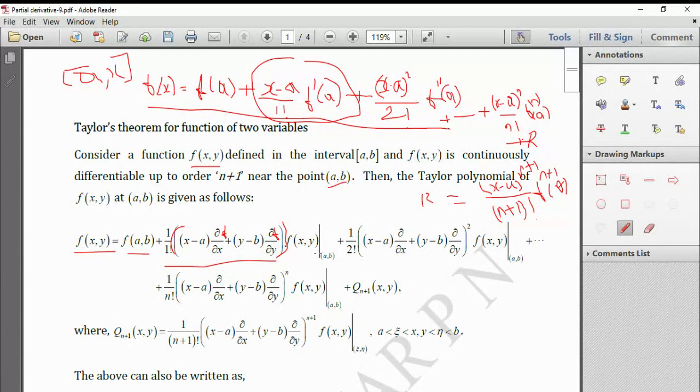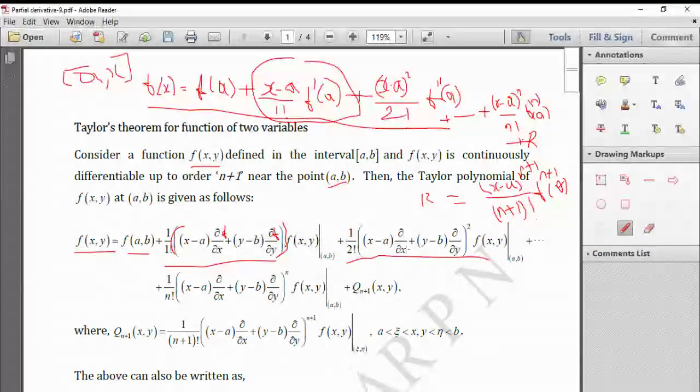Then plus we need the second derivative. This is given by 1 by 2 factorial, x minus a into dou by dou x plus y minus b into dou by dou y, to the power 2, acting on f of xy at a comma b. That means you have to differentiate with respect to x and y. Because I have taken the square here, when you expand it you'll get x minus a whole square into dou square by dou x square. Just to denote that, we have written it in this form.